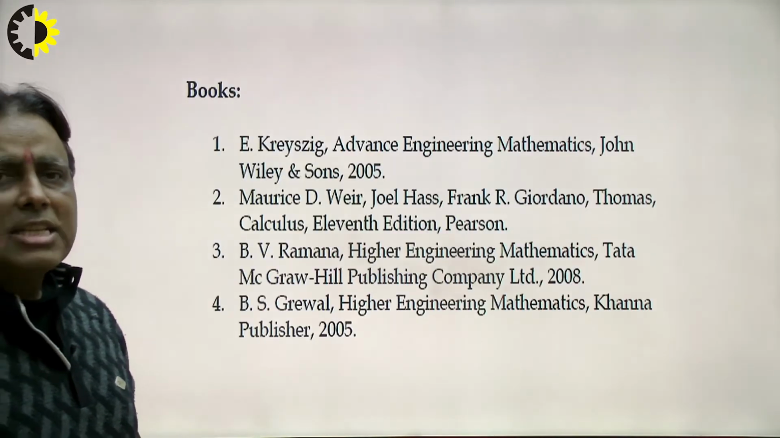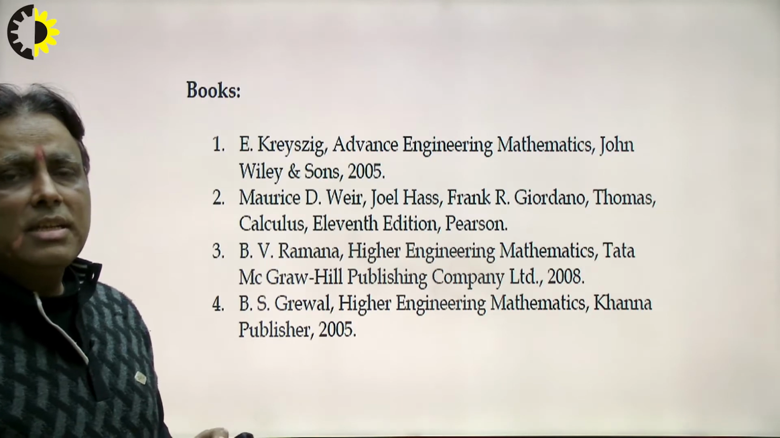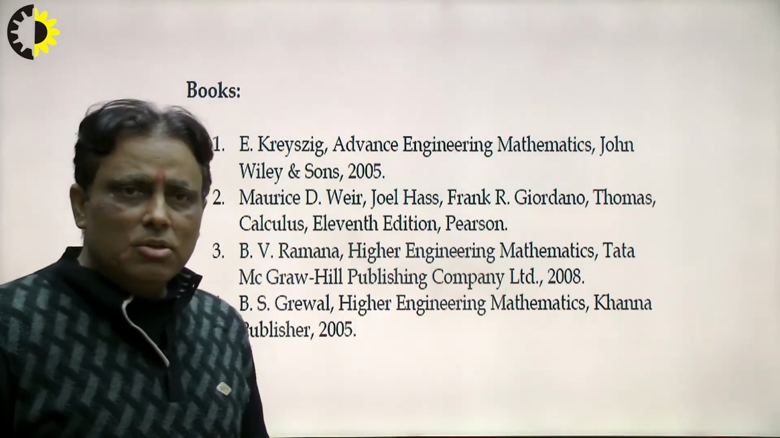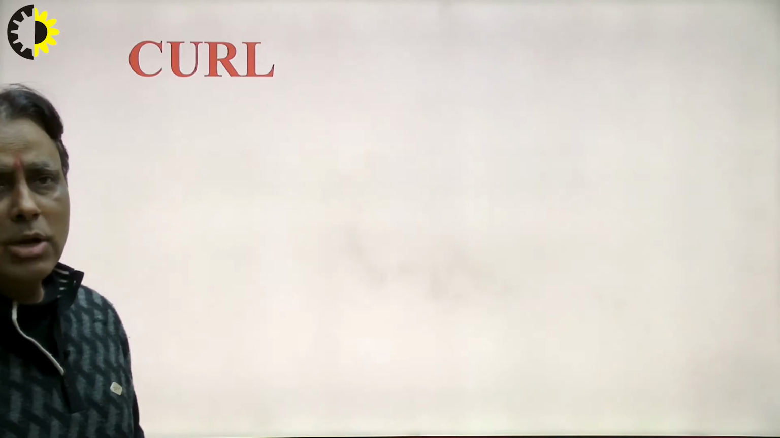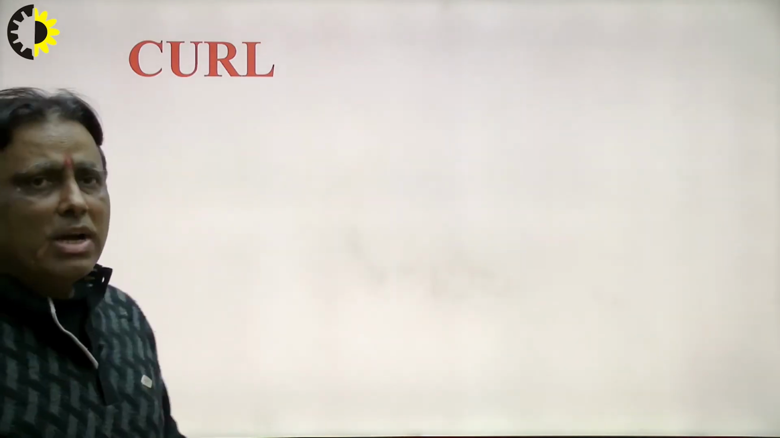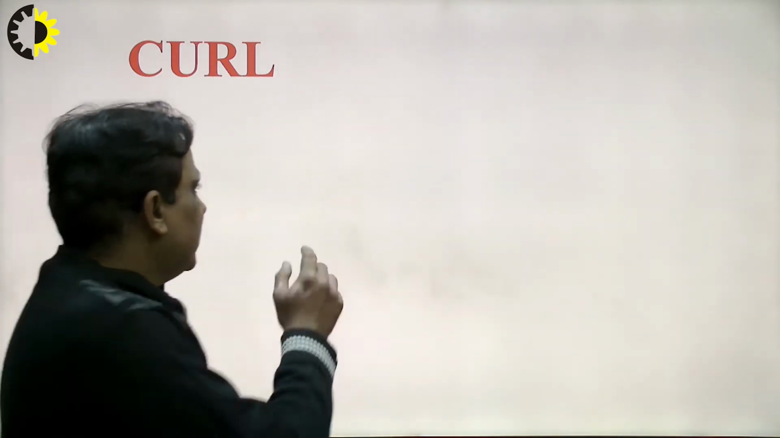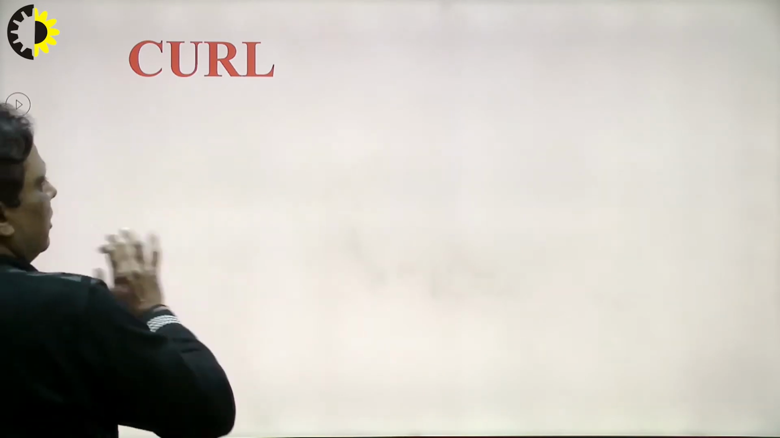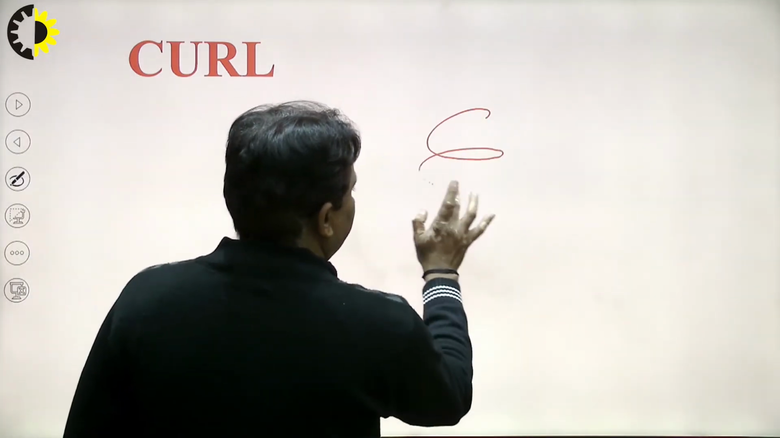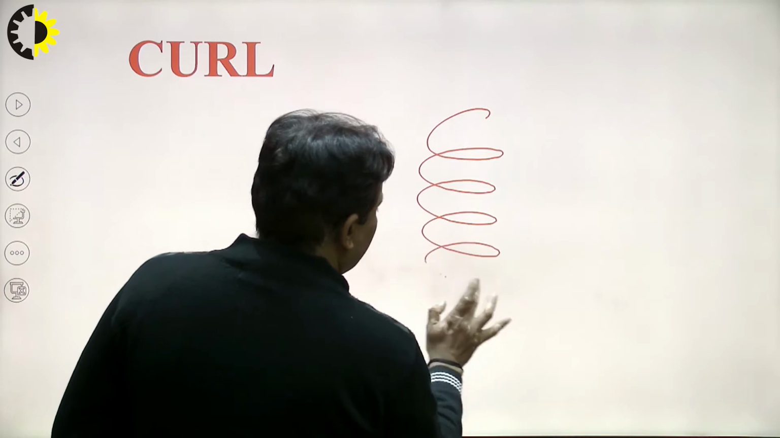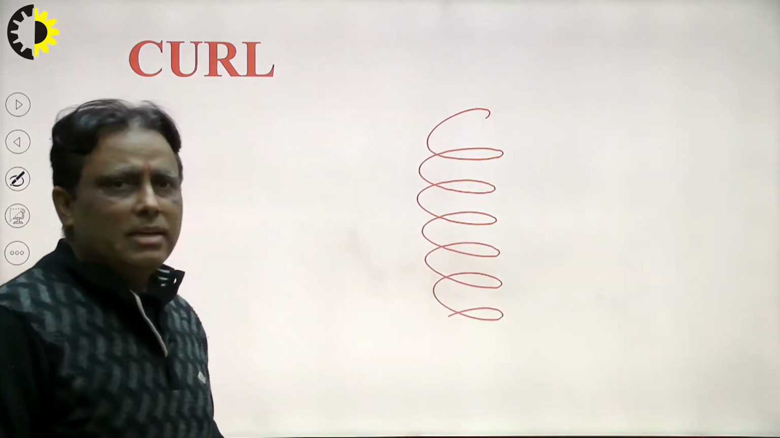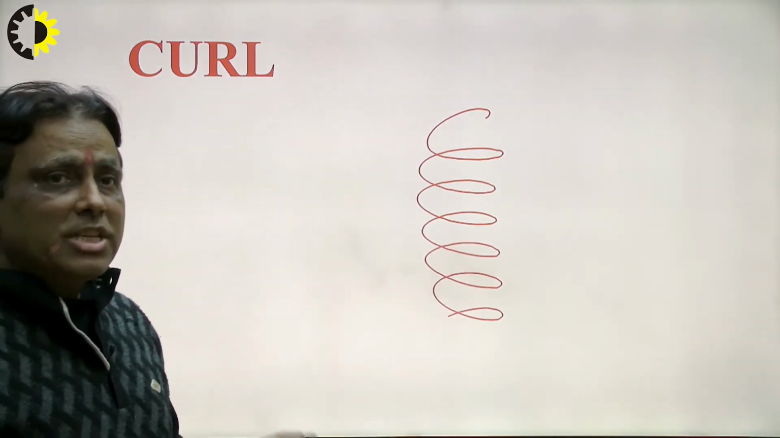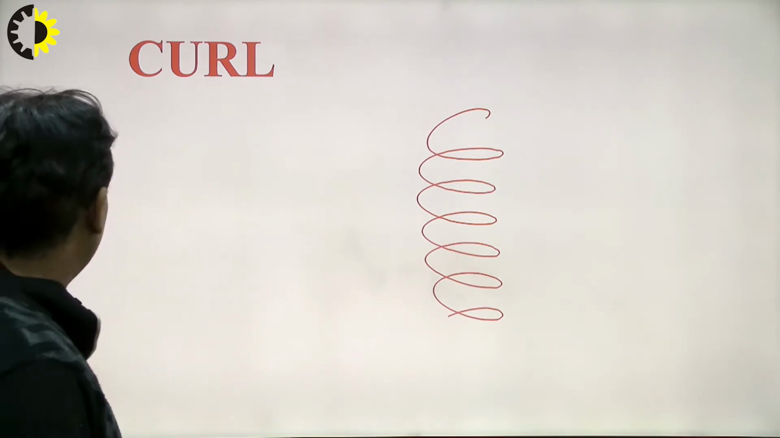What is curl? Before it, I explained what the divergence is, what the gradient of a function is, and how to calculate the gradient. Now the question is, what is the curl? Curl means rotation. What type of rotation do we see here? Rotation means circular, helix-type rotation. That is the curl. But which type of rotation, I explain here one by one.